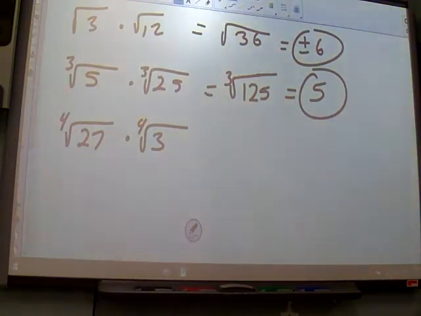Would it be plus or minus since the 4 is? Yes, even number, plus minus. Good job.